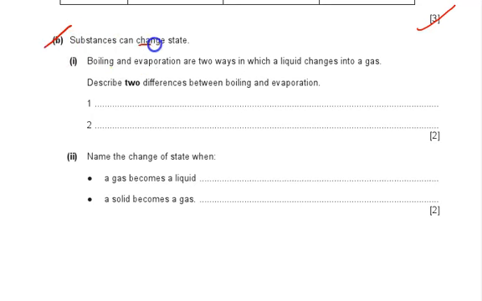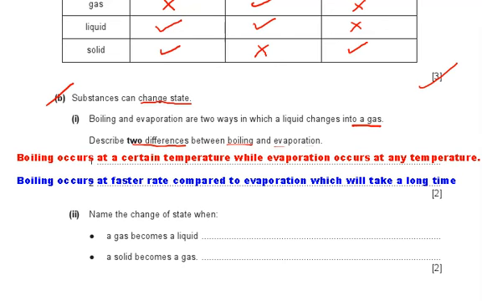Substances can change state. Boiling and evaporation are two ways in which a liquid changes into a gas. Describe two differences between boiling and evaporation. This is my answer. For the first one, boiling occurs at a certain temperature, like water has a 100 degrees boiling point, while evaporation occurs at any temperature. Even if you pour water in an aircon room in a cold temperature, evaporation still occurs.